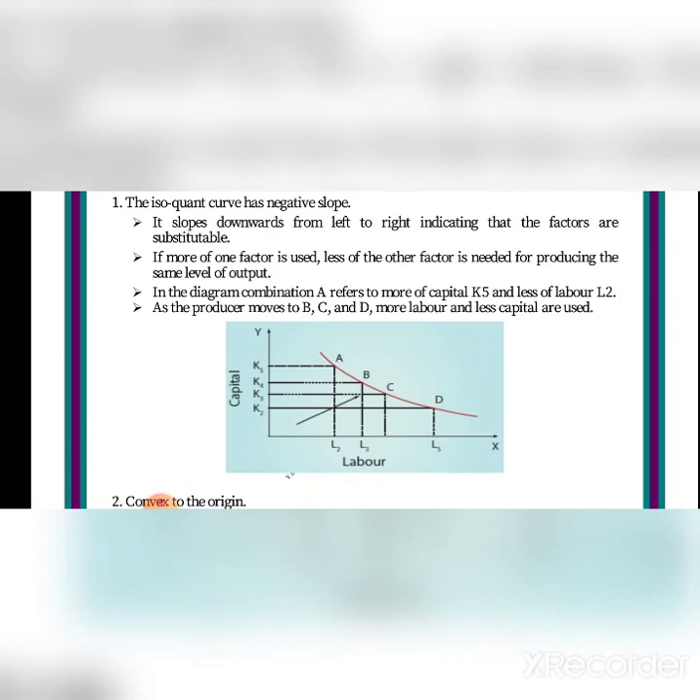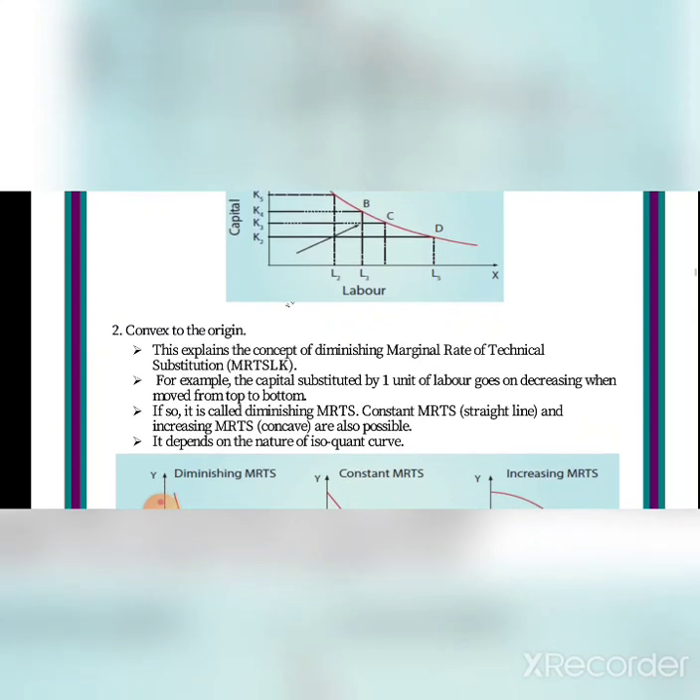With the diagram, you are writing the explanation. Next one, convex to the origin. What is convex to the origin? This explains the concept of diminishing marginal rate of technical substitution, that is MRTS-LK. M is marginal, R is rate, and so on, technical substitution. For example, the capital substituted by 1 unit of labor goes on decreasing. The capital is the investment amount, isn't it? It goes on decreasing when moved from top to bottom.